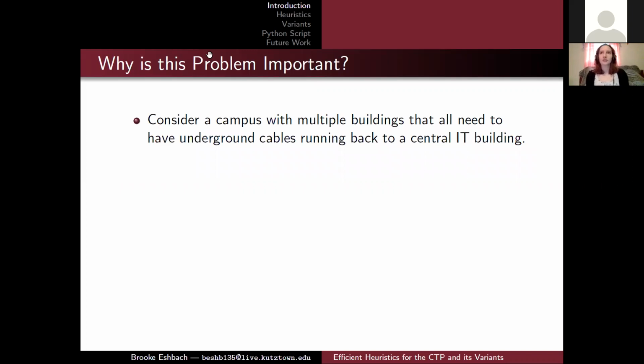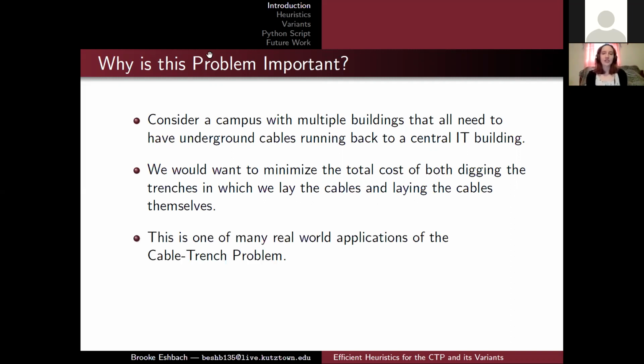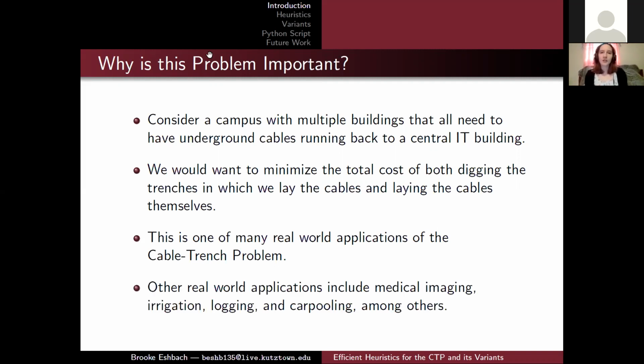So for starters, when we're talking about the CableTrench problem, we're going to think about it as we have a campus with multiple buildings, and we're trying to connect all of them back to a central building, maybe an IT building or something like that. And to do that, we have to dig trenches to lay underground cables in. So when we do that, we're going to want to minimize the cost of the trenches and the cables, digging the trenches and laying the cables, so that we spend as little money as possible on this project. And that's actually one of the many real-world applications of the CableTrench problem. And other ones include things like medical imaging, irrigation, logging, carpooling, and there's a lot of others too.